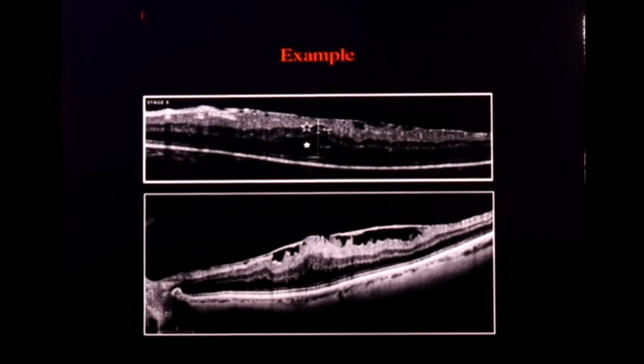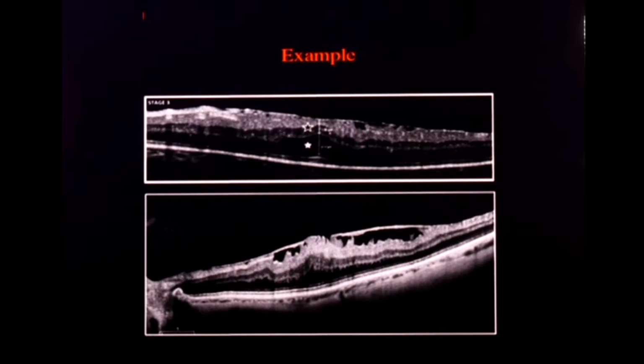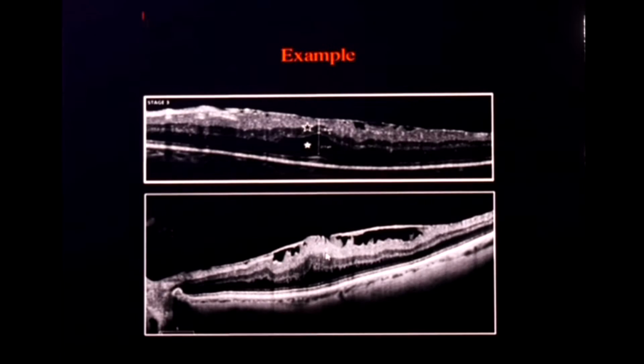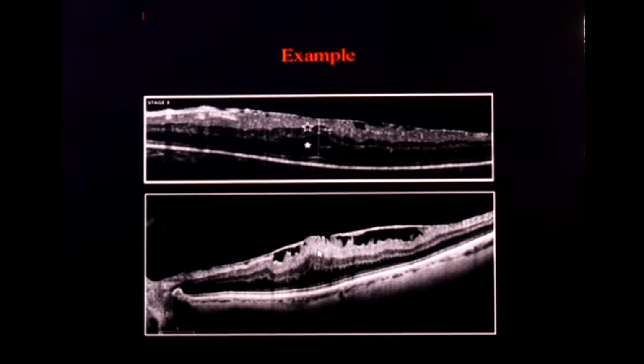Now this is the representative OCT that was given in the original paper that described it, where you have, this is the foveal region, where you have this layer that is similar to the inner plexiform layer and the inner nuclear layer here. This is one of our cases which has a similar appearance.